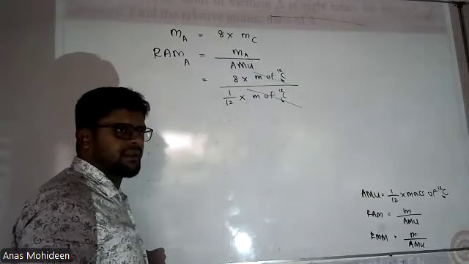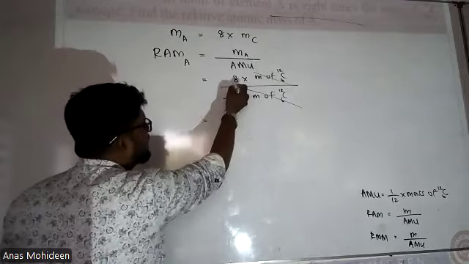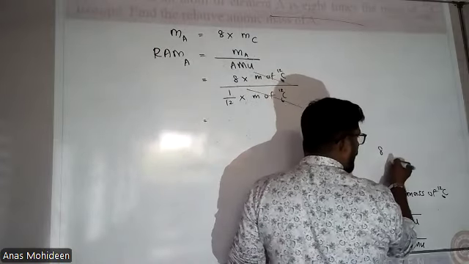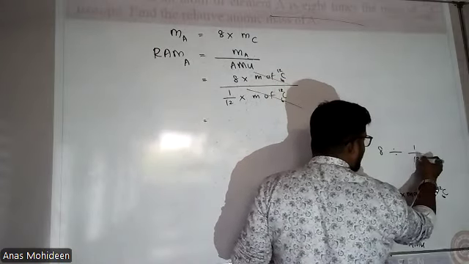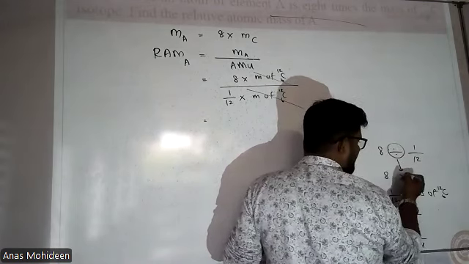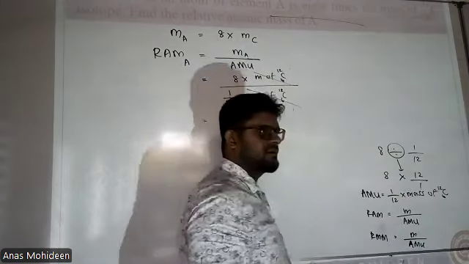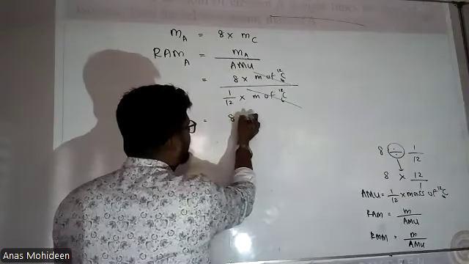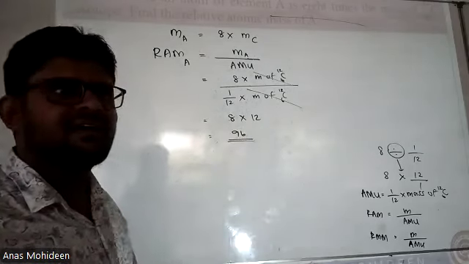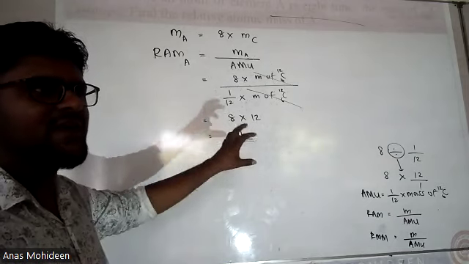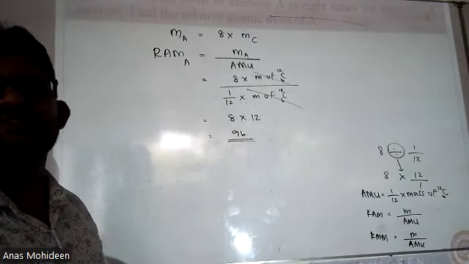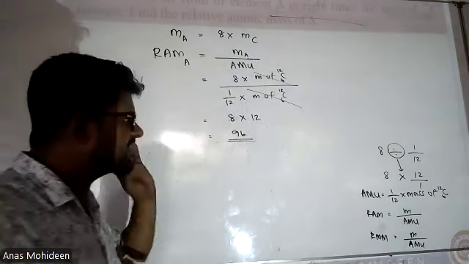Now, 8 over 1 over 12. Again, you are strong. 8 over means division, 1 over 12. Multiplication. So, what happens? So, 8 into 12. It is 96. You understand? Is that clear? So, why do you make mistakes in physics? Because of maths. As usual, this is the problem. Correct?